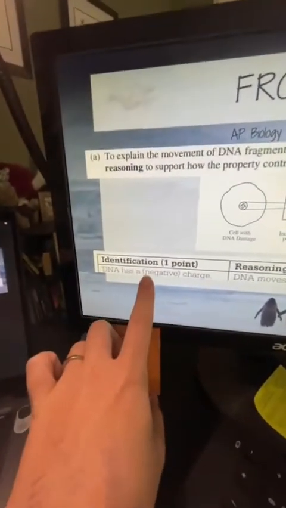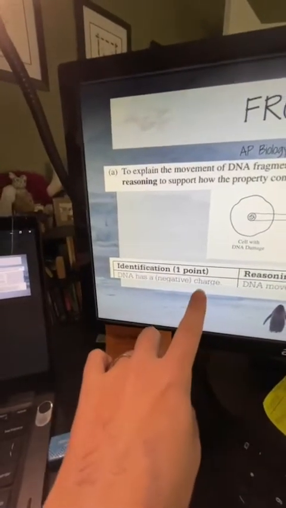So right there, property: DNA must be negatively charged. Justification: because the DNA moved toward the positively charged end. And that was actually one of the points you could have gotten. You could have gotten a point for identifying that DNA had a charge.